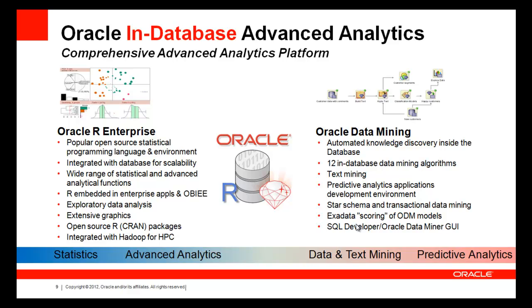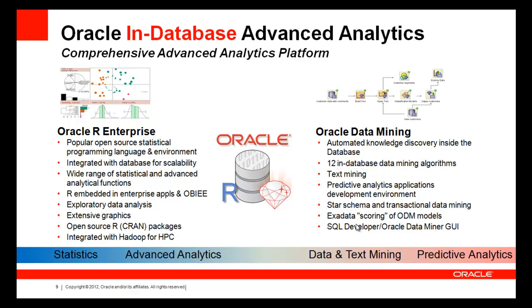So the complete Oracle Advanced Analytics offering is comprised of, on the right-hand side, Oracle Data Mining, which has automated knowledge discovery inside the database, 12 high-performance in-database data mining algorithms, and text mining. It's all based on SQL APIs, and we'll get to it in a minute, the SQL Developer GUI called Oracle Data Miner. That component of the Advanced Analytics option focuses primarily on data mining, predictive analytics, and text mining, that end of things. That's all high-performance SQL focused.